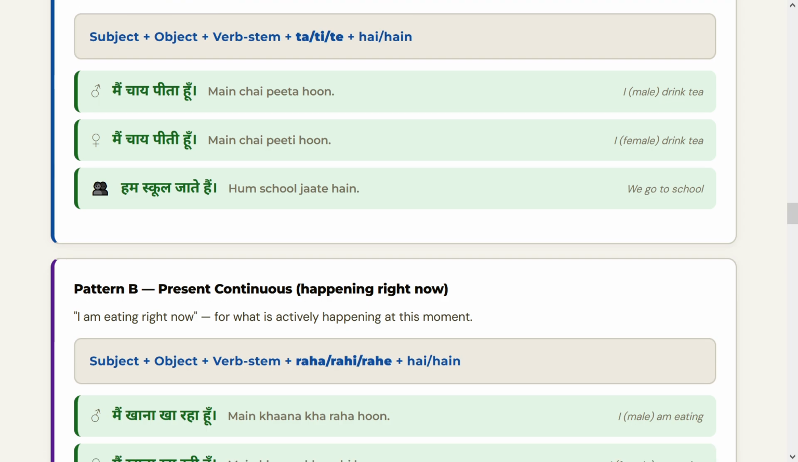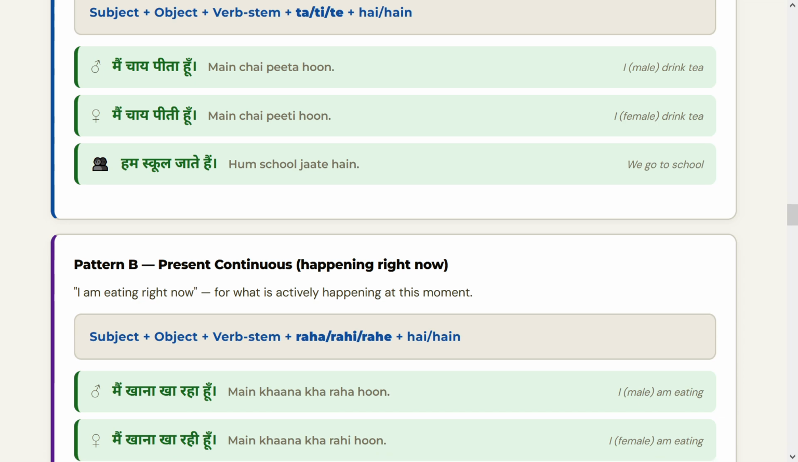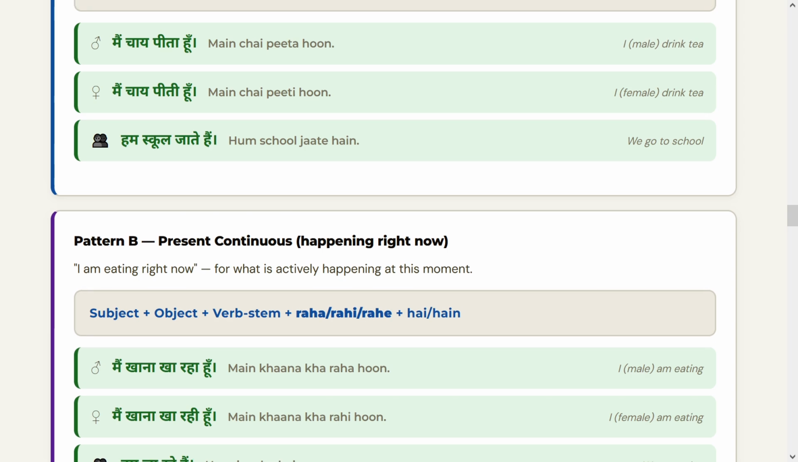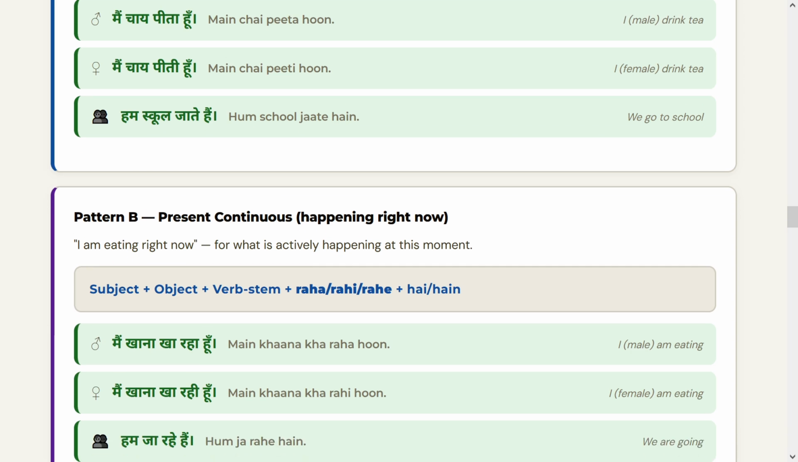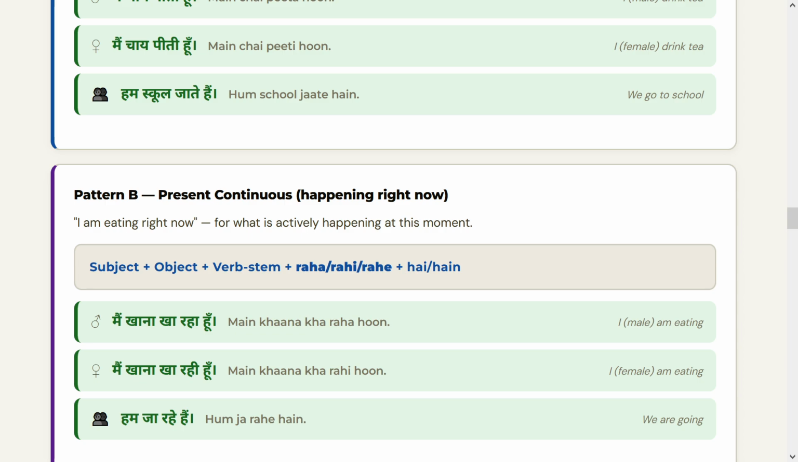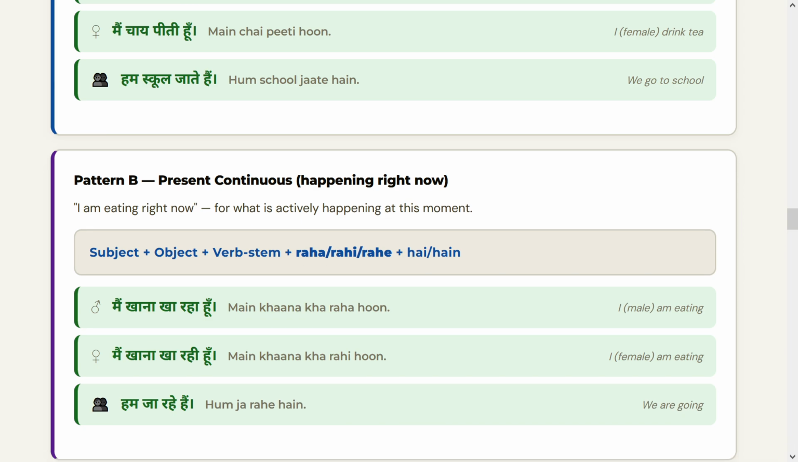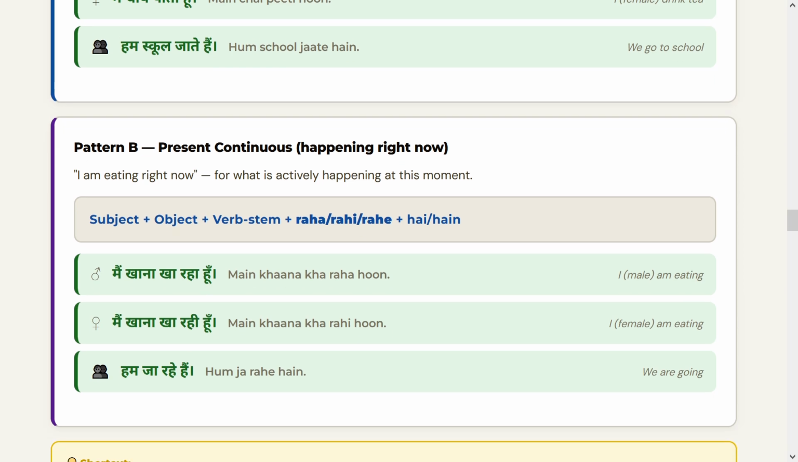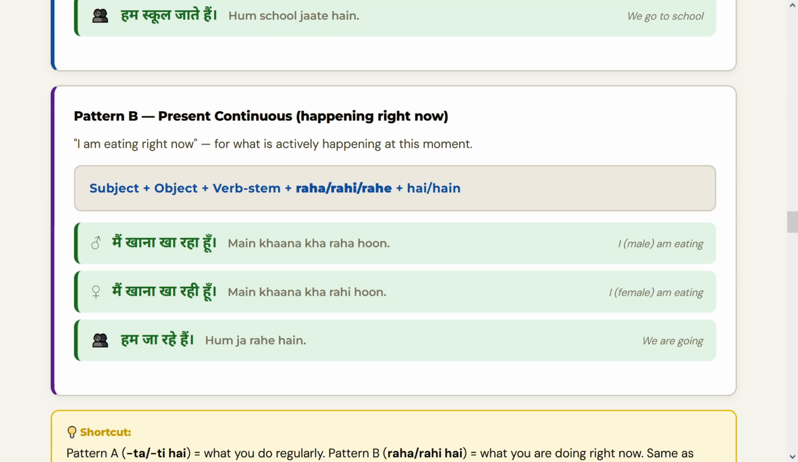We go to school. Ta is the masculine form. Ti is the feminine form. Te is plural. Same logic as raha, rahi, rahe from rule 3. Once you know one, you know both. Pattern B is for right now, something actively happening. The structure: verb stem plus raha or rahi or rahe, then hoon or hain. Male, मैं खाना खा रहा हूँ. I am eating. Currently I am eating. The process of eating is going on.